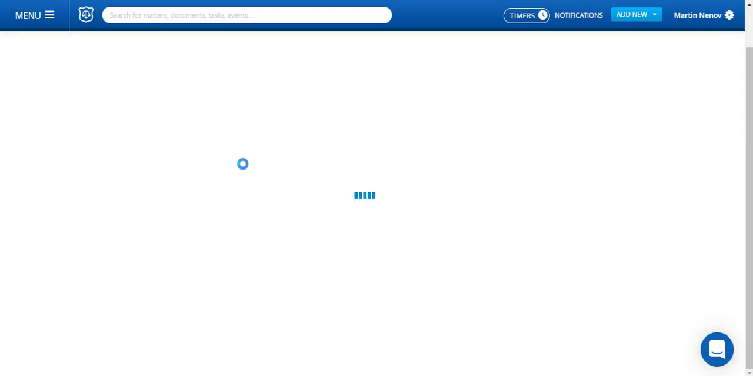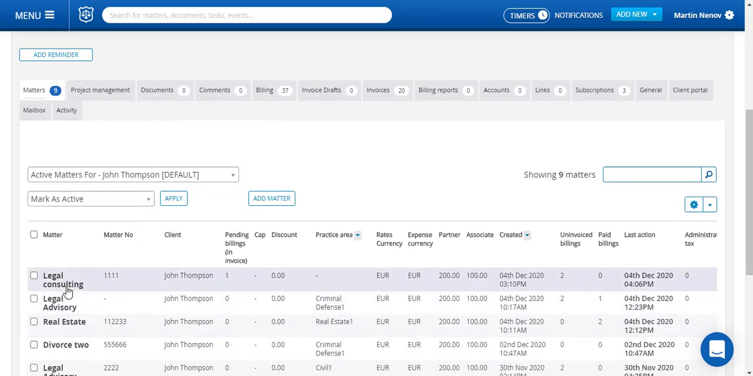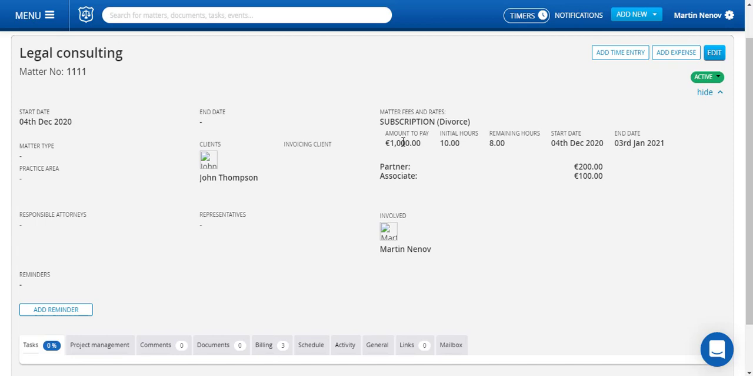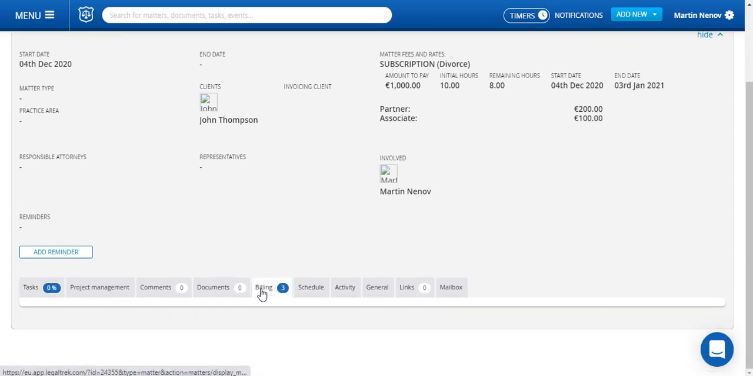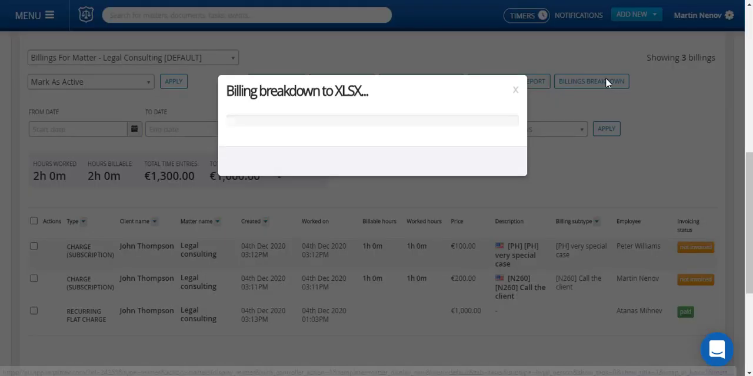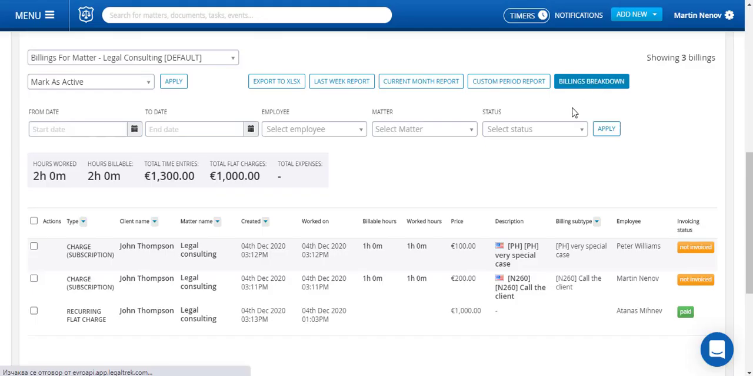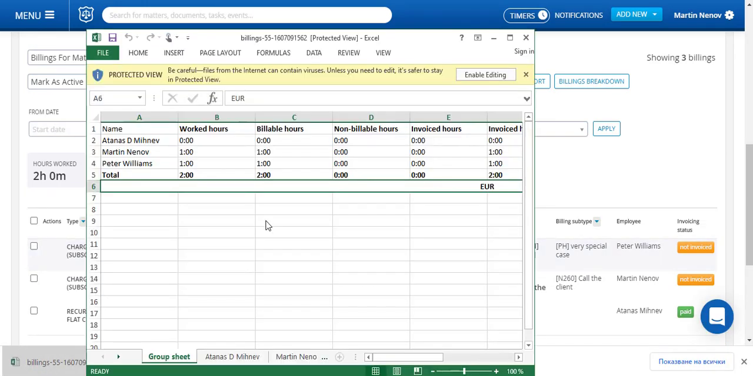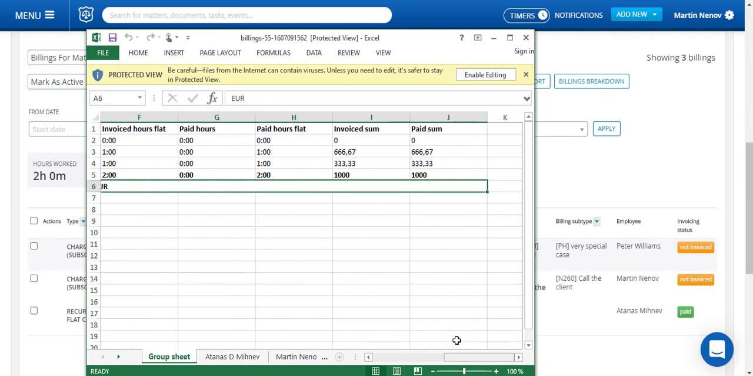Then we go to the third example. We have a matter with a subscription, €1,000. Again, we have the same billings, 1 hour from the associate and 1 hour from the partner. We are generating the billings breakdown and again, they are splitting the whole amount proportionally.